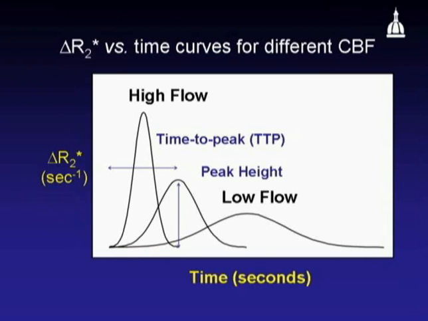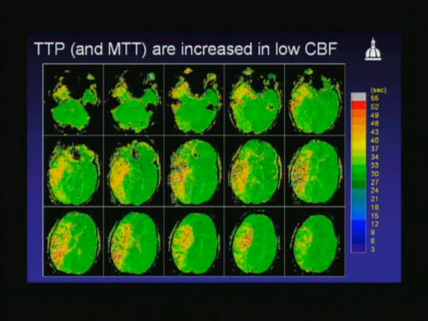And similarly, the peak height is also changing. So when you have high flow, the peak height response is higher. So in practice, most people measure this time to peak as a surrogate marker related to flow. And here's just one example.